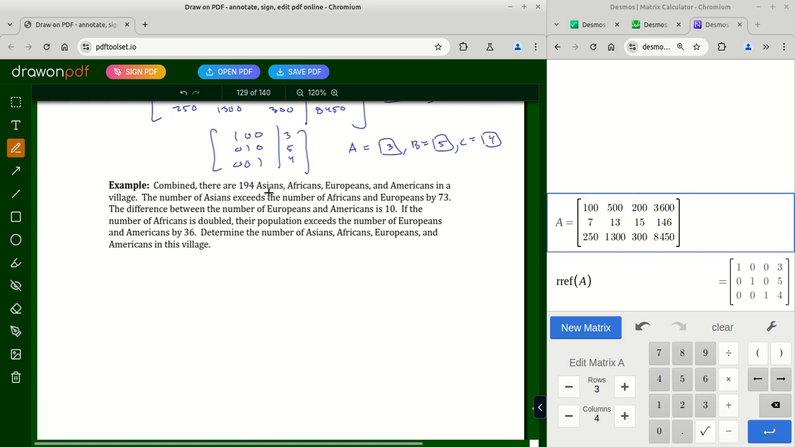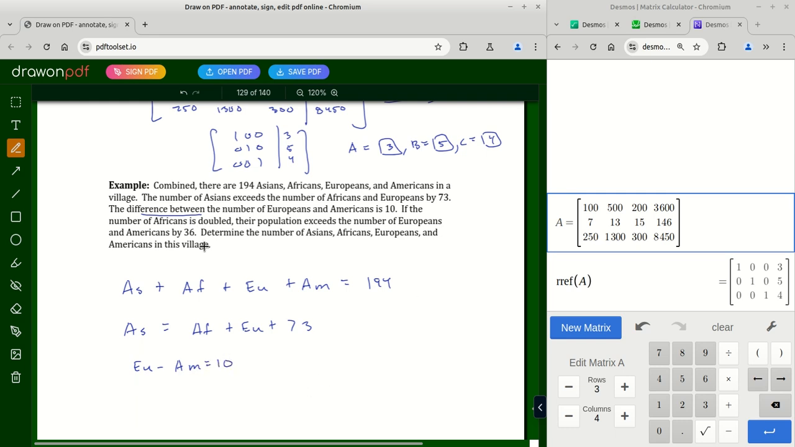So combined, we have this many Asians, Africans, Europeans, Americans. Right now, that sentence gives me an equation. So I got Asians plus Africans plus Europeans plus Americans is equal to 194. Okay. Next up, it says the number of Asians exceeds the Africans plus the Europeans plus an additional 73. So that's how I set that next sentence up. The difference between, that means subtraction, Europeans and Americans, so Europeans minus Americans is equal to 10.